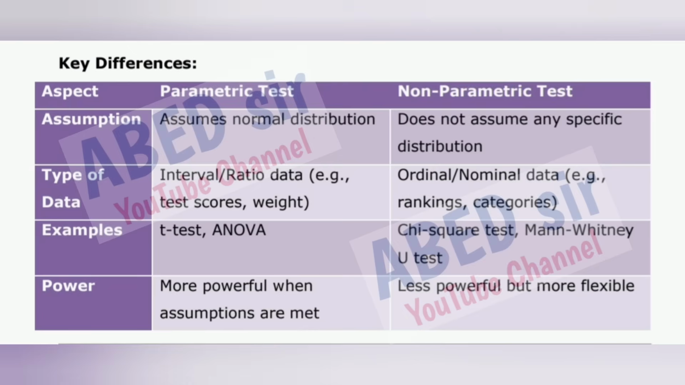Key differences. Aspect parametric test, non-parametric test. Assumption: assumes normal distribution, does not assume any specific distribution. Type of data: interval, ratio data, example, test scores, weight; ordinal, nominal data, example, rankings, categories. Examples: t-test, ANOVA; Chi-square test, Mann-Whitney U test. Power: more powerful when assumptions are met; less powerful but more flexible.